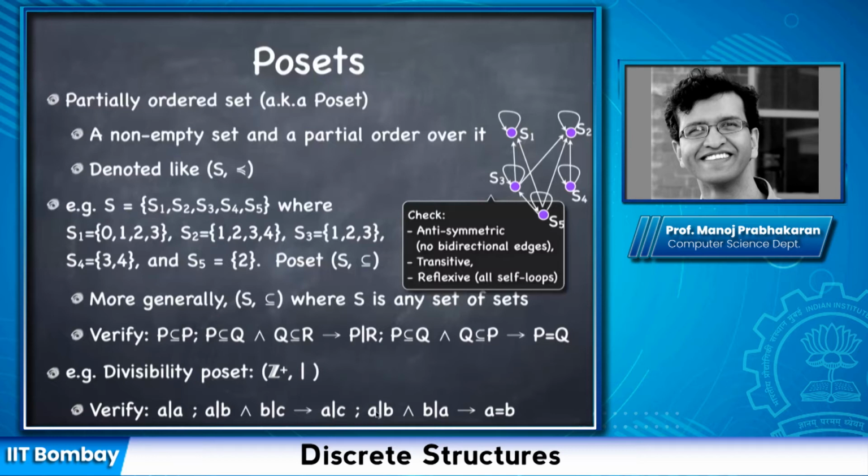And finally, it's antisymmetric. So if A divides B and B divides A, and this is something you can quickly verify, then A has to be equal to B among positive integers. Of course, if you allowed all integers, you can have A and B be negatives of each other, but among positive integers, this is a property you can quickly verify. So divisibility also gives you a poset. And we'll actually use this as a running example, the divisibility poset, in the rest of this lecture.